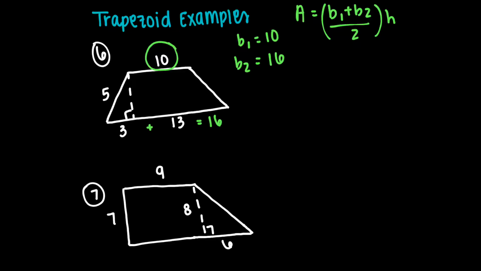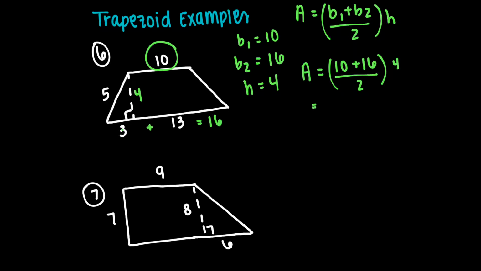and the last thing I need to find is my height. So when I look at this triangle, I know it's a 3, 4, 5 triangle. So my height is 4. I have everything I need for my formula, so I can start plugging in. When I do that, I have my area is equal to base 1 is 10 plus base 2 is 16. I'm going to divide that by 2 and multiply it by my height, which is 4.